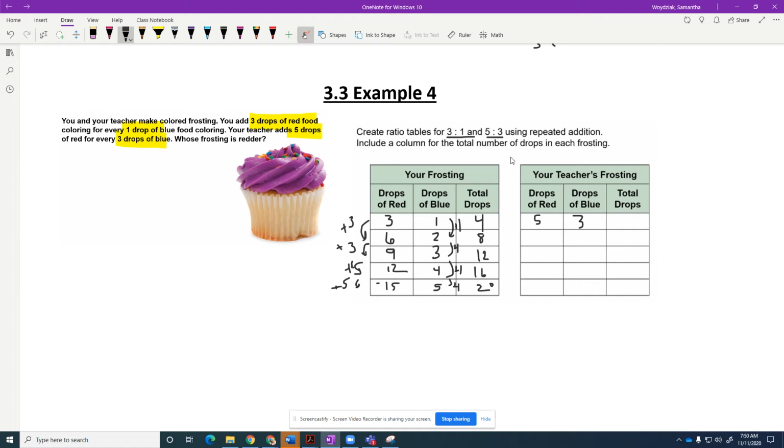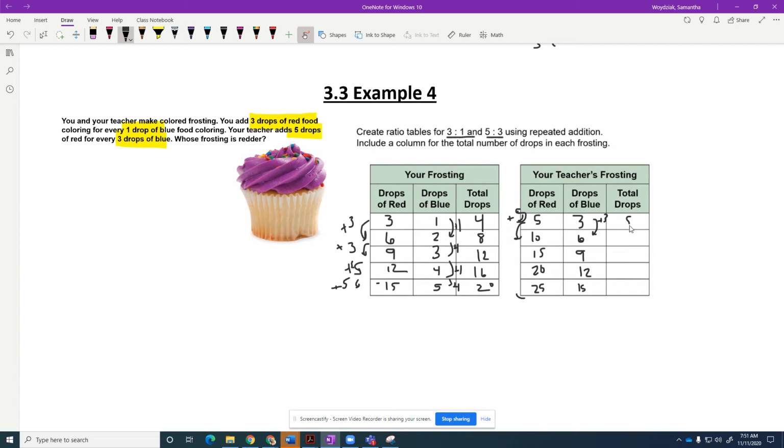Now let's look at your teacher's frosting. So for every 5 drops of red, you'll have 3 drops of blue. So we're going to use repeated addition. So that means if I add another 5 drops here to get 10, I'm going to add another 3 drops to get 6. And we'll just continue doing that. So if I keep adding 5, I'm going to get 15, add 3 over here to get 9, add 5 over here to get 20, add 3 over here to get 12, add 5 over here to get 25, add 3 over here to get 15.